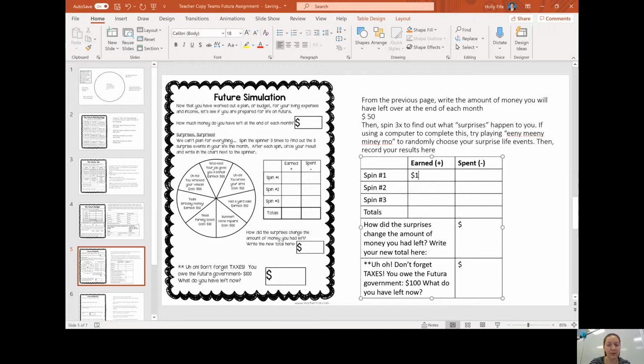So I put that for spin 1. Even though I didn't spin, I did something. So $100 over here on the earn side. So woohoo, my surprise this time was pretty good.